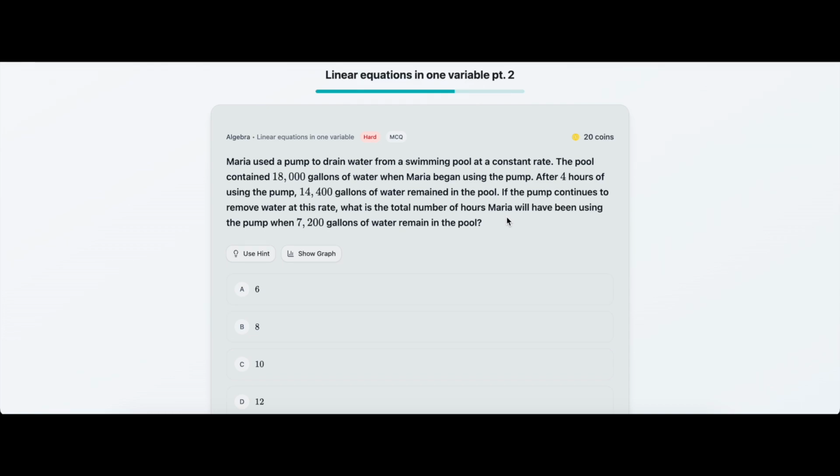Okay, this one is a little bit more complex. We need to really think about this one. It's saying that, first of all, we can see that she's draining water from the pool at a constant rate. So that's our tip off that if the rate of change is constant, then that means that we're dealing with a linear equation. Let's look at what information we're given. It says that the pool contained 18,000 gallons of water when she began using it.